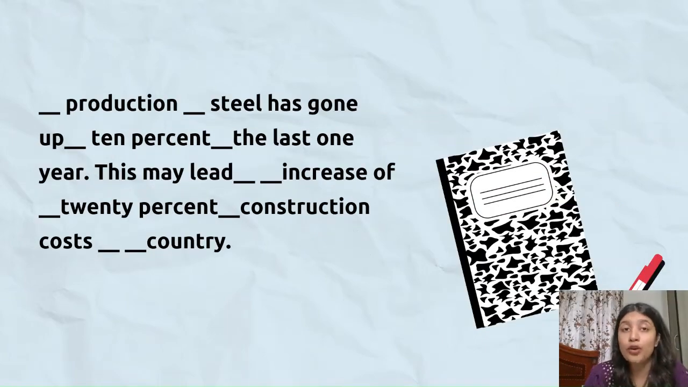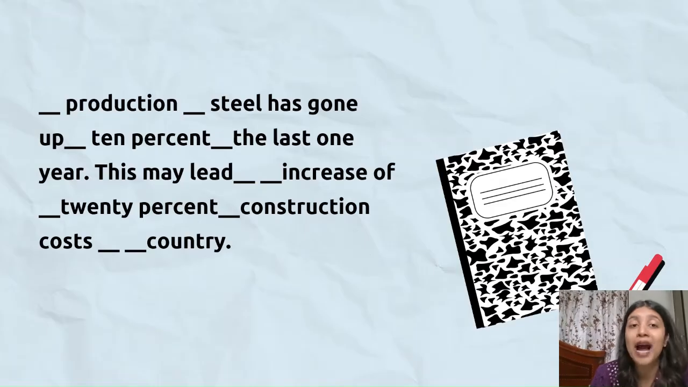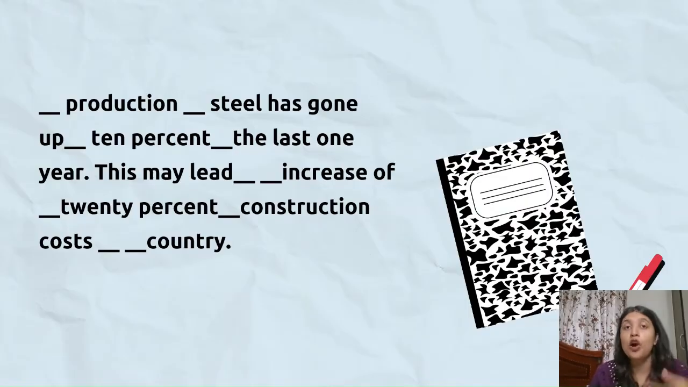The production cost of steel has gone up by 10% in the last 1 year. So the production, because it is specific; of steel, because it's showing relationship towards something. As I said earlier, of is used to show relationship to something. So of steel has gone up by 10%. So by is used when you show the amount or degree of increase, like by 10%.